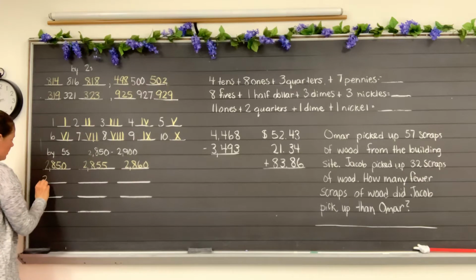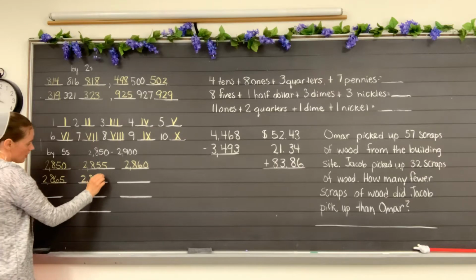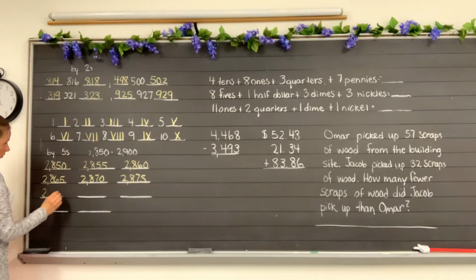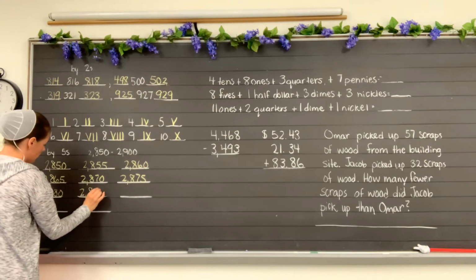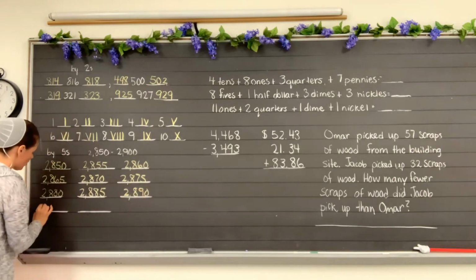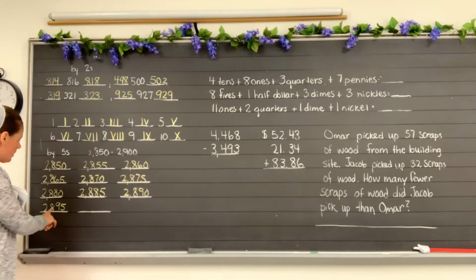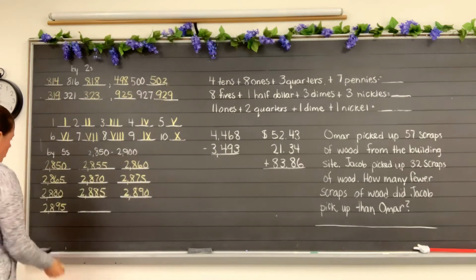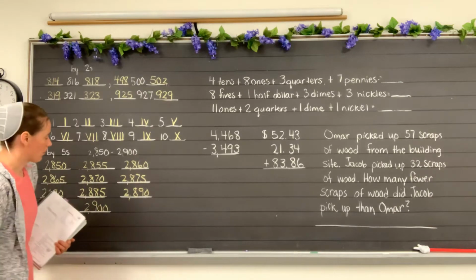And then we have 2,865, 2,870, 2,875, 2,880, 2,885, 2,890, 2,895. And so we're up at 895. What would be the number after 895? Now we need to change to the hundreds place. So 2,900 would be the next number after that.